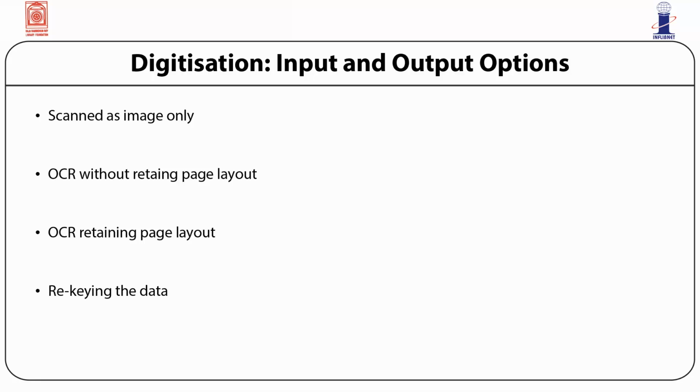But if you want to maintain the page layout, that is also possible. That is the third. The fourth one is that you are rekeying the data. These are the different options for input and output creation for the digital library.